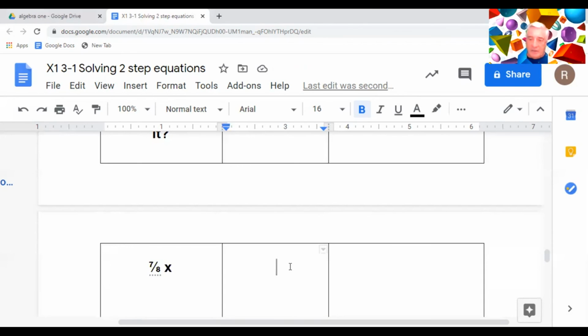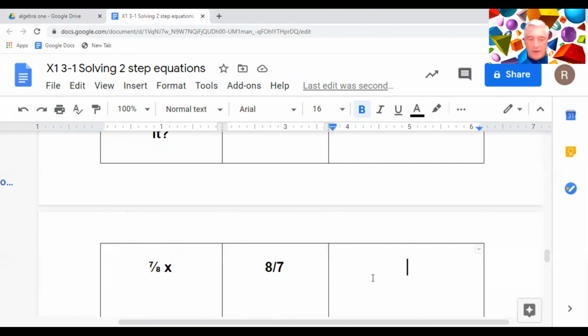But let's just do it the easy way. Flip that thing upside down and multiply both sides. 8 divided by 7 now. Do the 7s cancel out? Yes, they do. Do the 8s cancel out? Yes, one on the top, one on the bottom. They cancel out. What's left over here? Just an x.